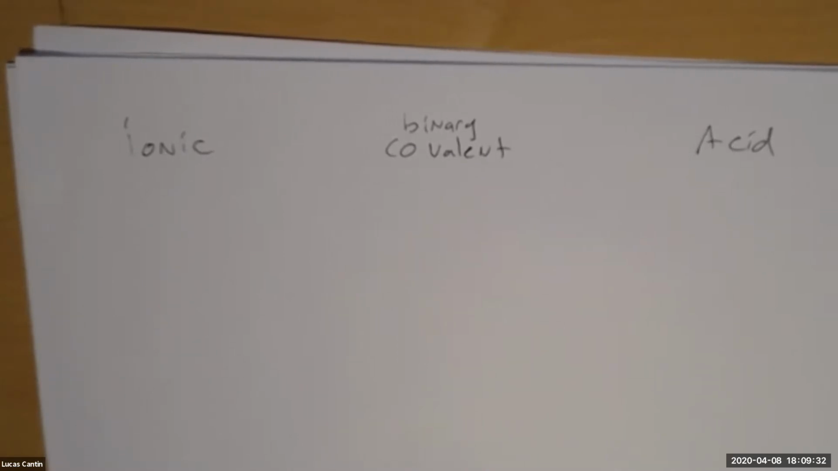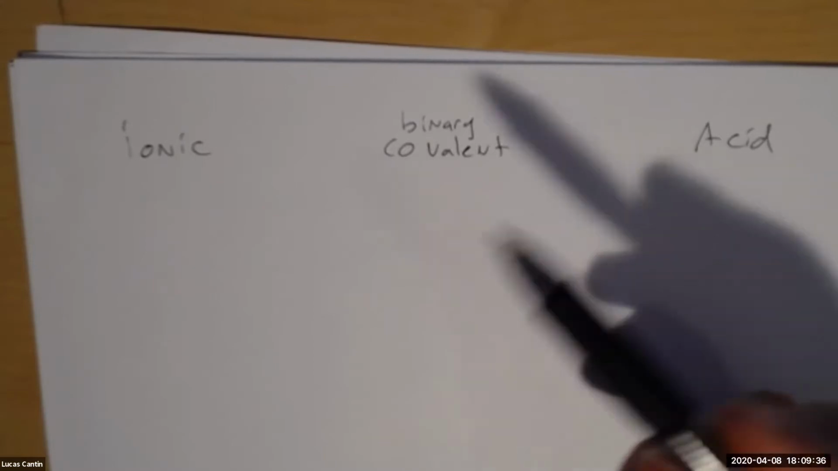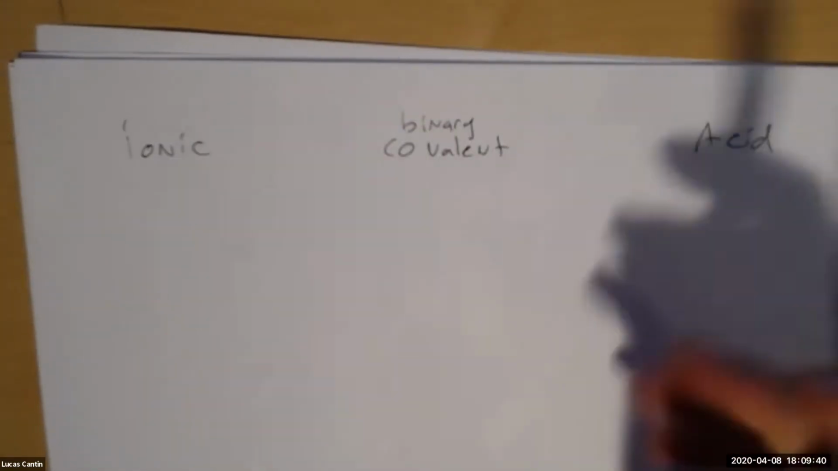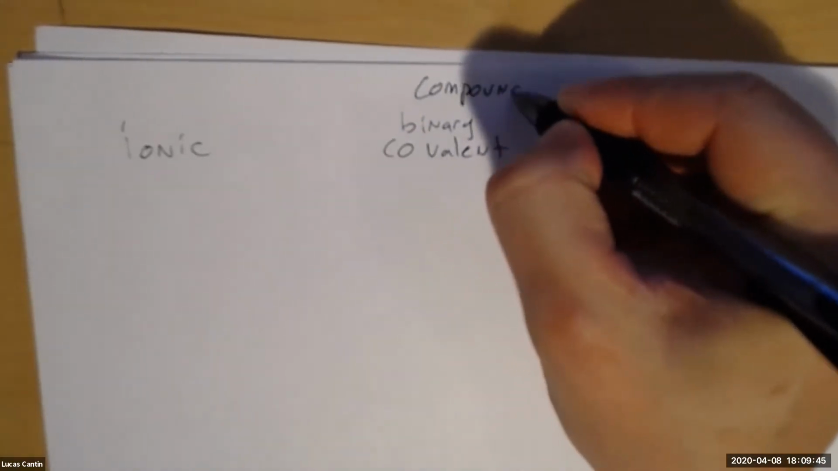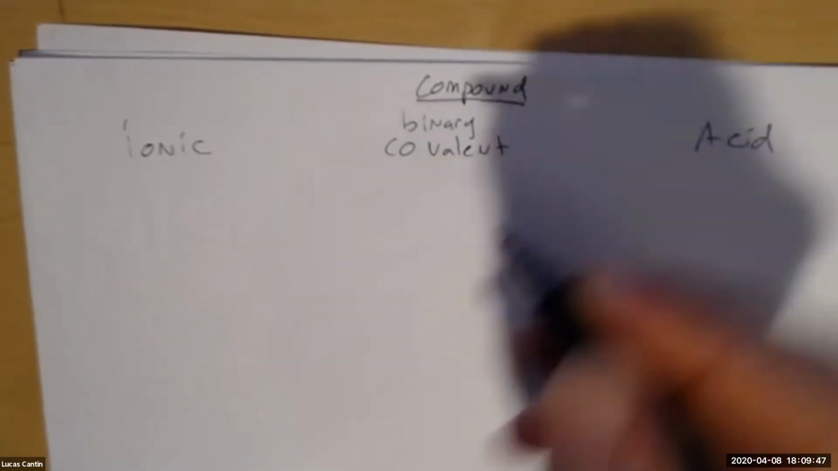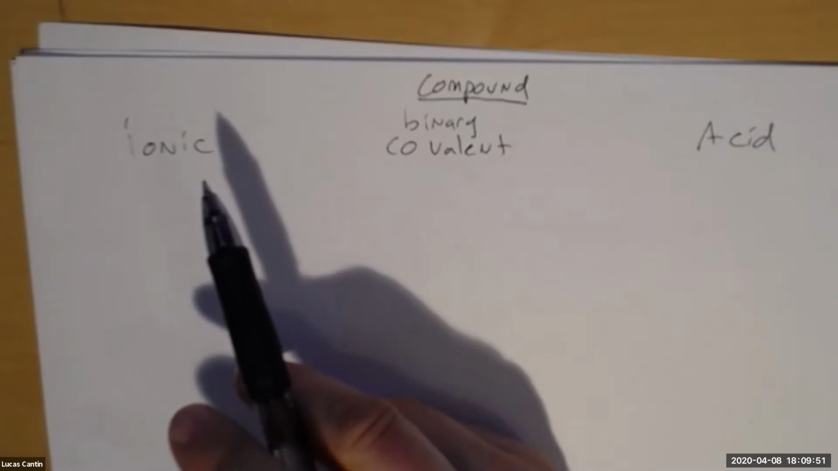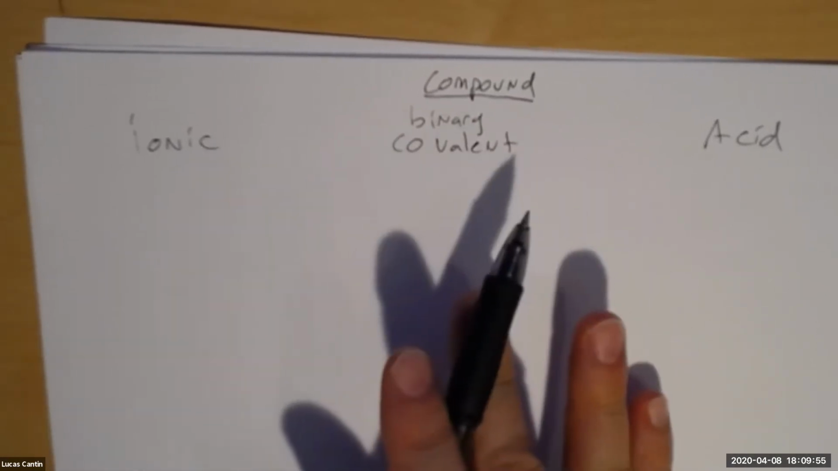it's okay. Anyway, before you do naming, you want to decide what kind of compound you have. This is for compounds, it doesn't count for elements. Elements would be a little simpler, but compounds we can segregate just by looking at the formula.